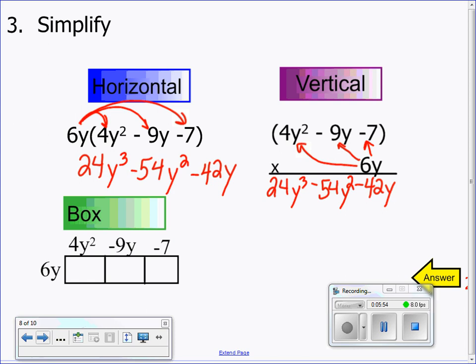So you'll still end up with 6 times 4, which is 24y cubed. 6 times 9, which is negative 54y squared. And 6 times 7, which is negative 42y. And then if you need to combine like terms, you combine like terms. Otherwise, you just bring it down.